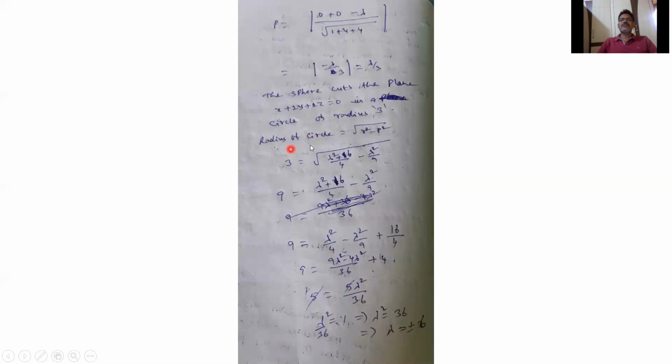We know that the radius of the circle is root of r square minus p square. Here R means the radius of the sphere. The formula is root of u square plus v square plus w square minus d. So from this, u is 0, v is 0, lambda square by 4 plus 4, root of lambda square plus 16 by 4.